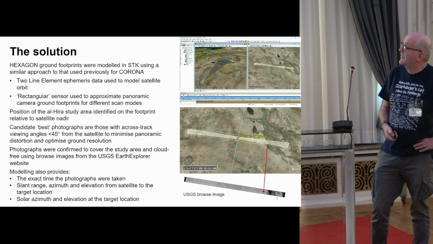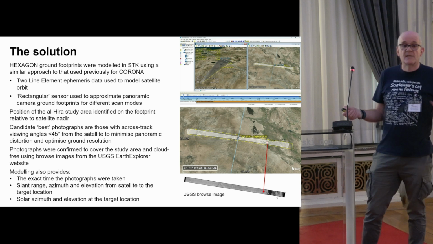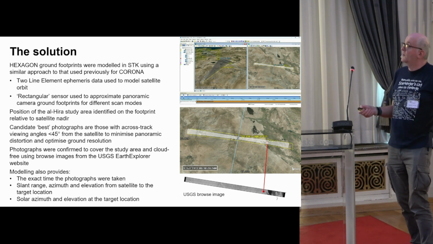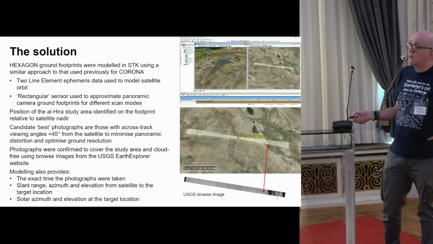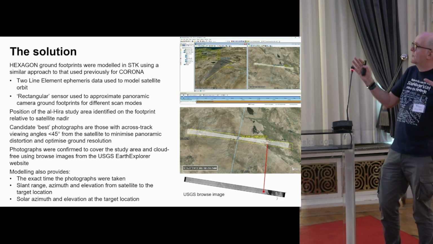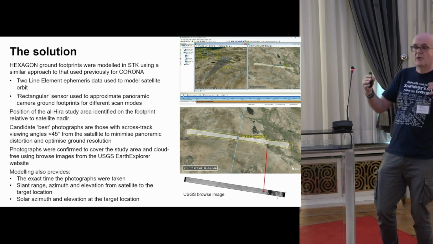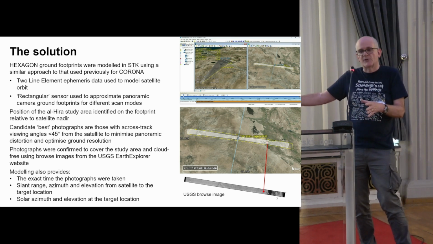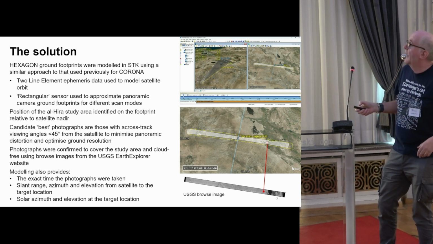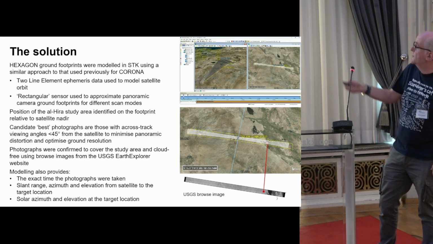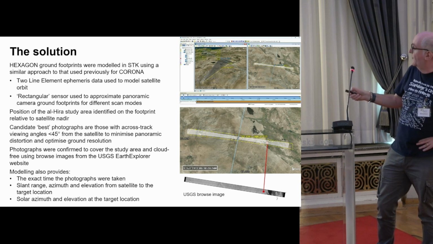So the solution that I adopted was to model the orbit of the satellite using the freeware version of a commercial package called STK. And I'd successfully used this with Corona. So I use freely available two-line elements. It's a technical term, which is the historical ephemeris of the satellite, which when you apply Kepler's laws to, you can work out in time and space where the satellite was. And then using a rectangular sensor to represent the footprint.